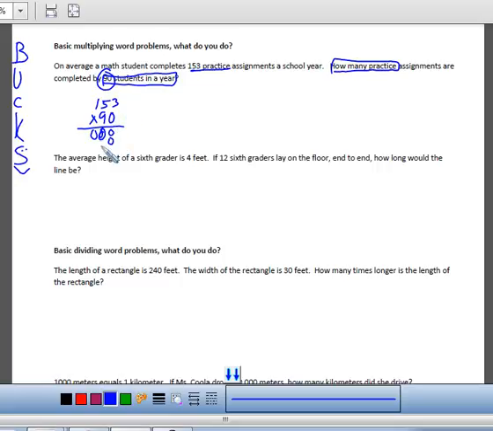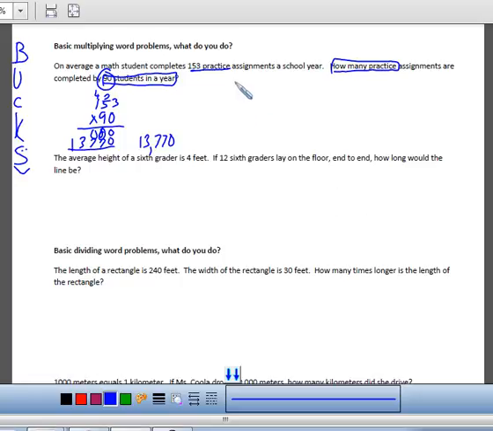9 times 3 is 27. Carry the 2. 9 times 5 is 45. Plus 2 is 47. Carry the 4. 9 times 1 is 9, plus 4 is 13. So, we get our answer of 13,770. Alright, now, it's a word problem, so we need to write the answer in a complete sentence.